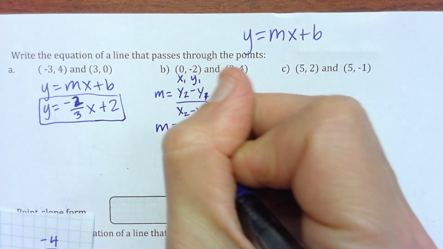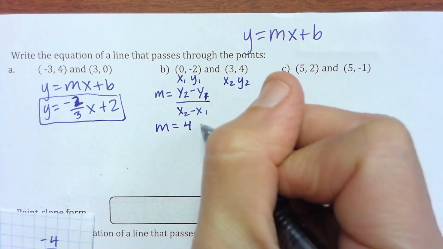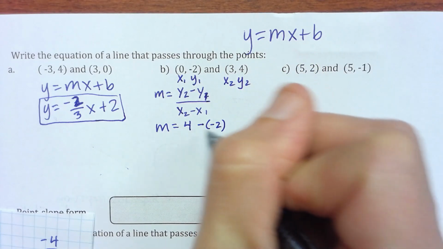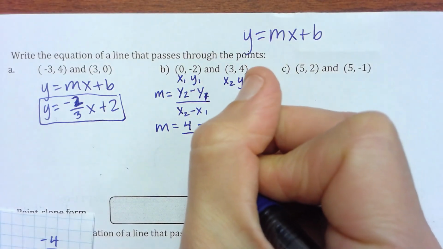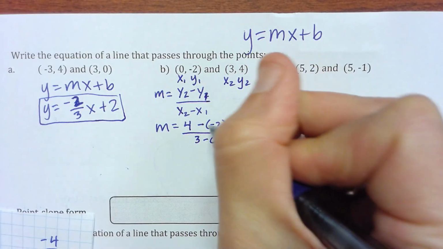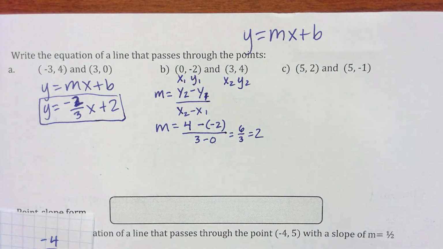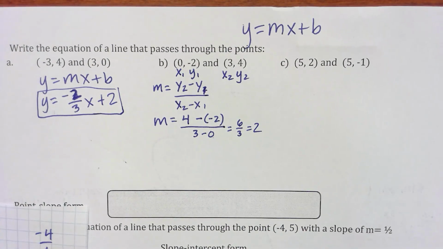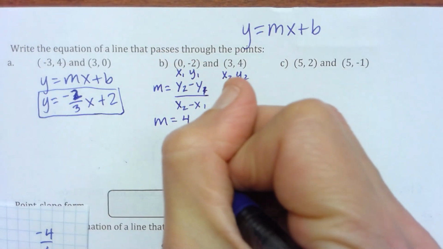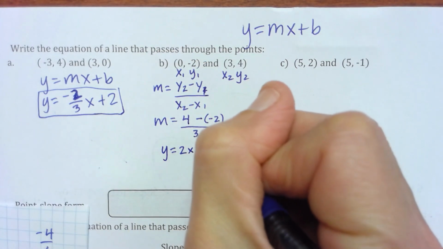So my slope is 4 minus -2 over 3 minus 0, which is 6 over 3, which is equal to 2. Okay, so now I got the slope. I need to figure out the intercept. Here's what I have so far. Y equals 2x plus b.